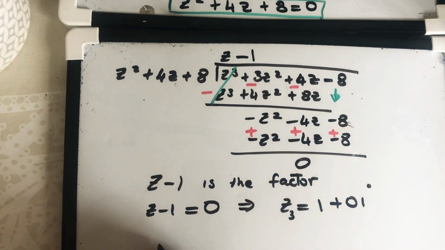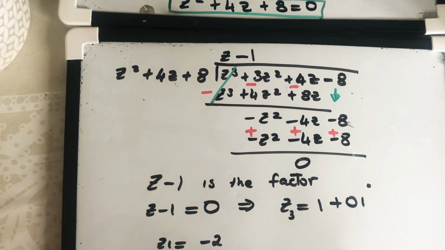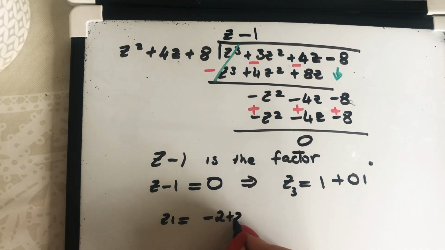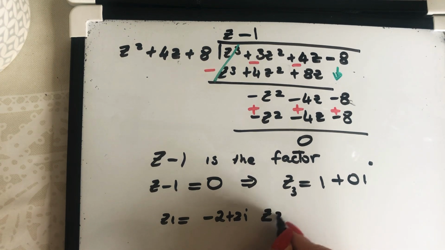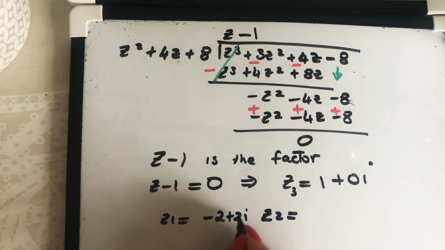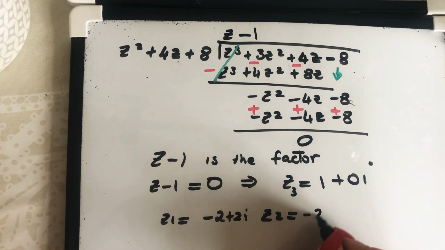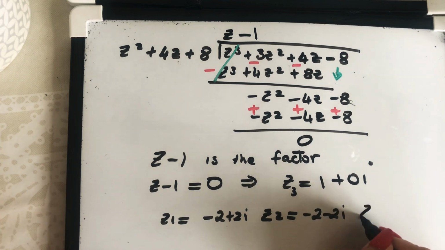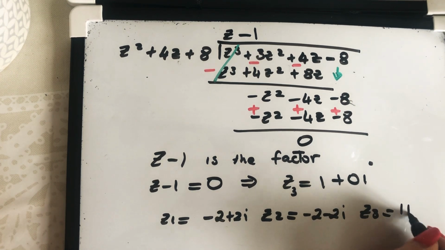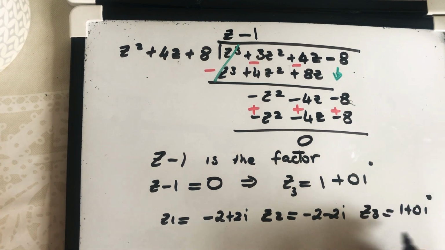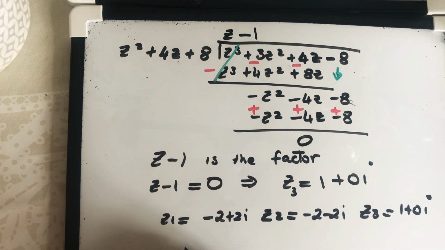To recap, z1 was the root we were given in the question, so minus 2 plus 2i. z2 is the conjugate of this, and we know it's the conjugate because the coefficients in front of our z's are all real numbers. So minus 2 minus 2i, and then our z3 is as above, 1 plus 0i. So here are our 3 roots from the conjugate root theorem and our cubic equation.